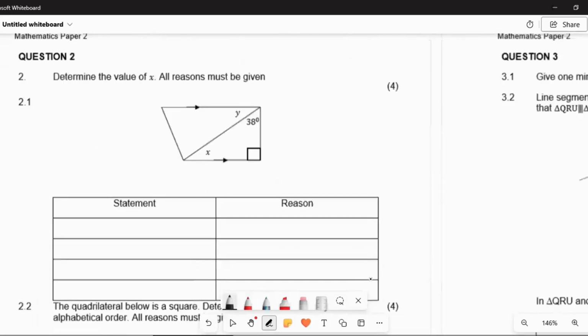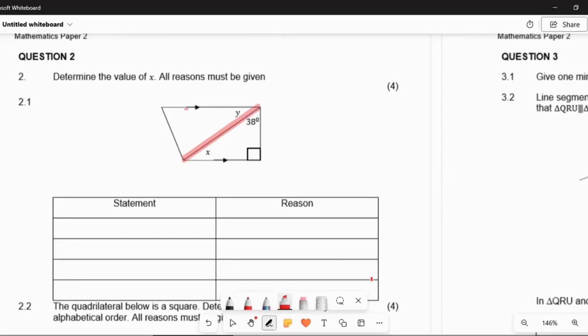Now, coming to question two. Question two, they're saying to us, determine the value of x. All reasons must be given. Fine. Okay. We'll give you all your reasons. Let's quickly check. Now here, all the time try to think of triangles, okay? And since we have parallel lines, we should also think of alternating, corresponding, and co-interior angles.